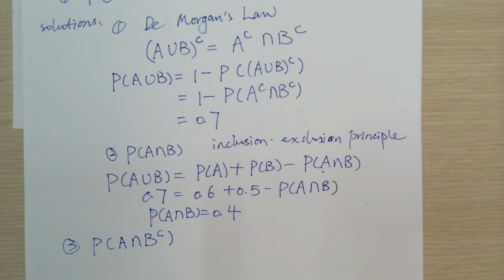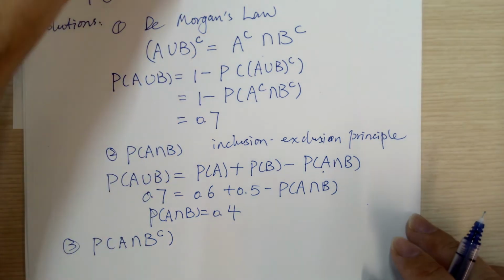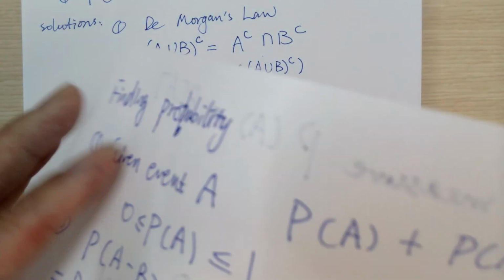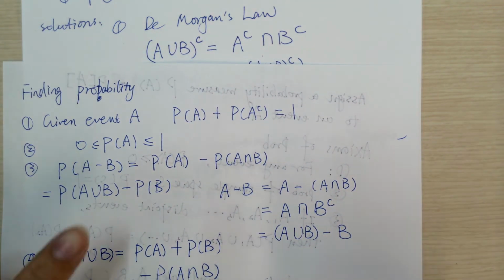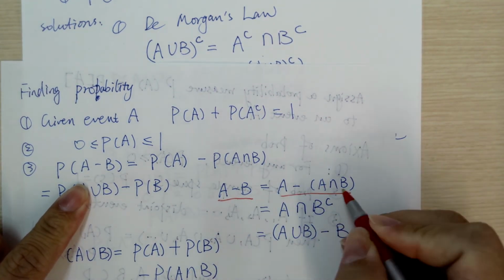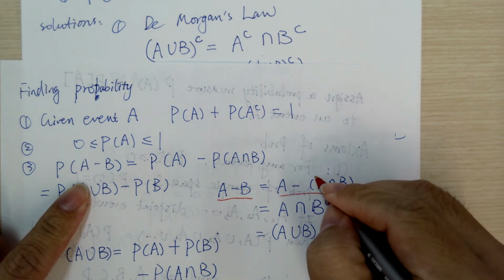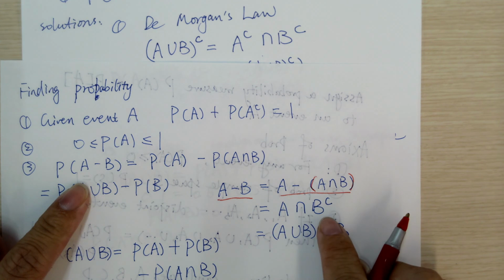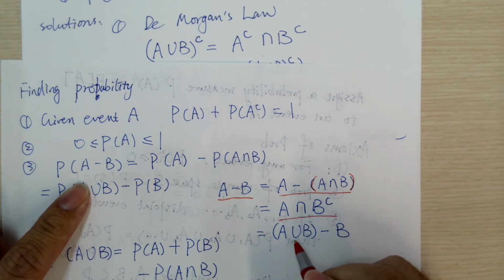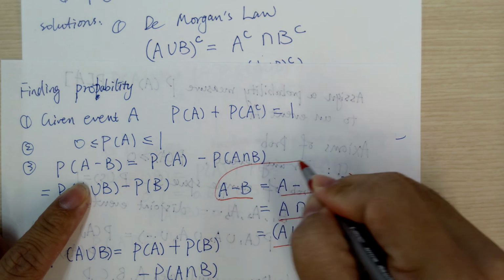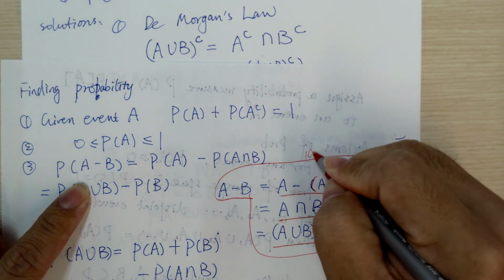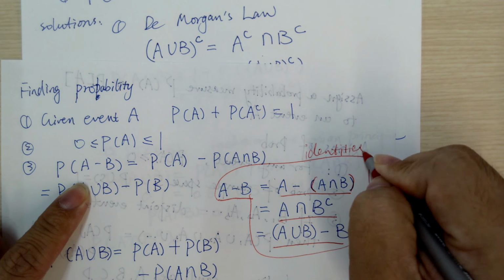Number 3, the P A intersect B complement. Okay, A intersect B complement. So this is one thing that we will need to know, because remember on the previous page I showed that A minus B equals A minus A intersect B, parentheses, okay? Also equals A intersect B complement, right? Also equals A union B minus B here. So these are very, very useful identities. Okay, identities.